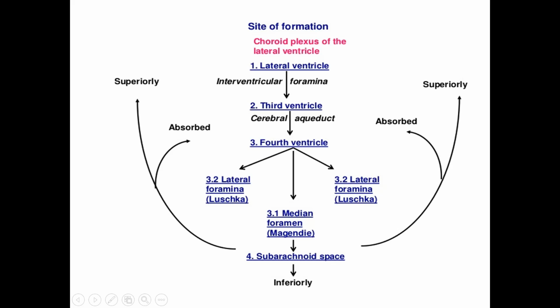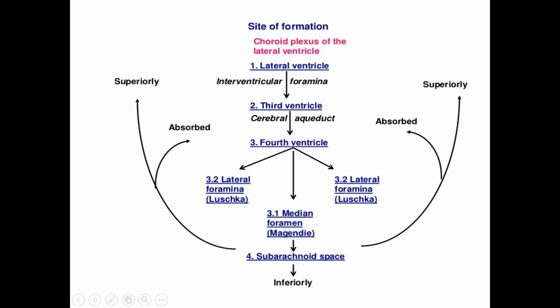So the CSF is produced in the choroid plexus of the lateral ventricle, and from the lateral ventricle through the interventricular foramen, which is also called the foramen of Monro, the CSF goes into the third ventricle, and from the third ventricle through the cerebral aqueduct into the fourth ventricle, and from the fourth ventricle it goes laterally through the foramen of Luschka and also into the central canal of the spinal cord, and to the foramen of Magendie, and from here it goes into the subarachnoid space.